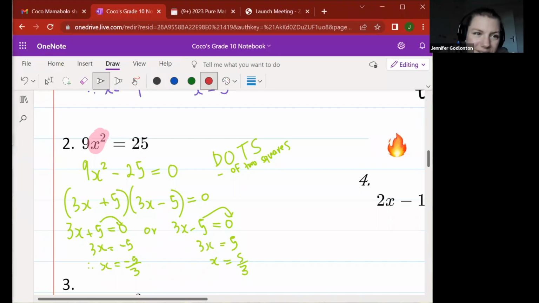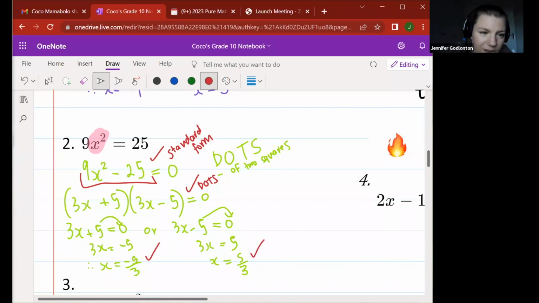Okay. So give yourselves a mark for getting it into standard form over there. So sometimes your teachers may call this standard form. Standard form is when we're dealing with a quadratic and it's equal to 0. Then give yourself a mark for doing your DOTS over there, and then give yourself a mark for each one of those answers. If your signs were the other way around, so if you said 3x minus 5 and then 3x plus 5, that's 100% fine. That doesn't matter at all.